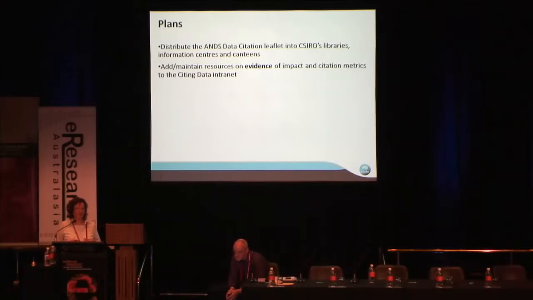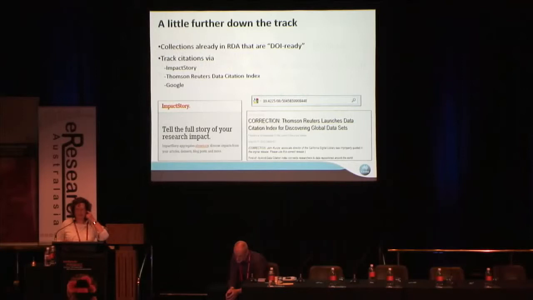We've got a few collections in RDA that are DOI ready, so we'll be working on getting those down, and we'll certainly be looking to track our citations via a few options. Impact Story would be readily available now. We know that Thomson Reuters have put out DCI, and of course Google is another way perhaps that we can have a look at tracking citation usage.